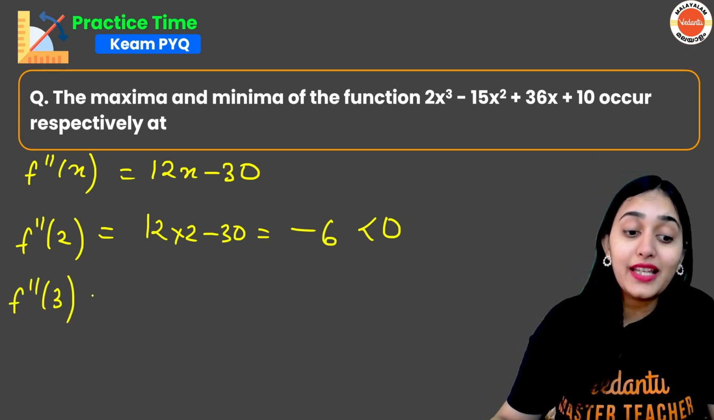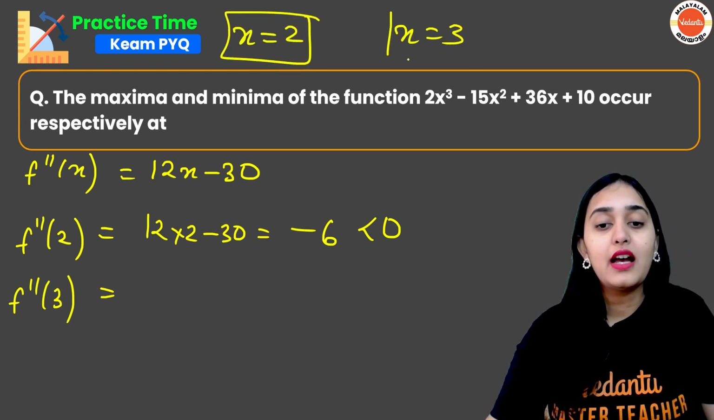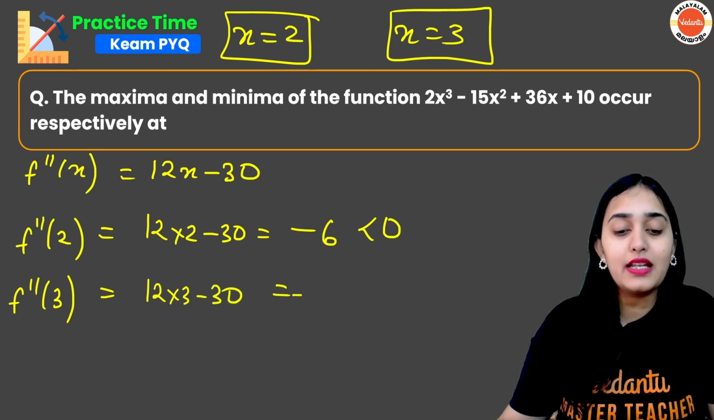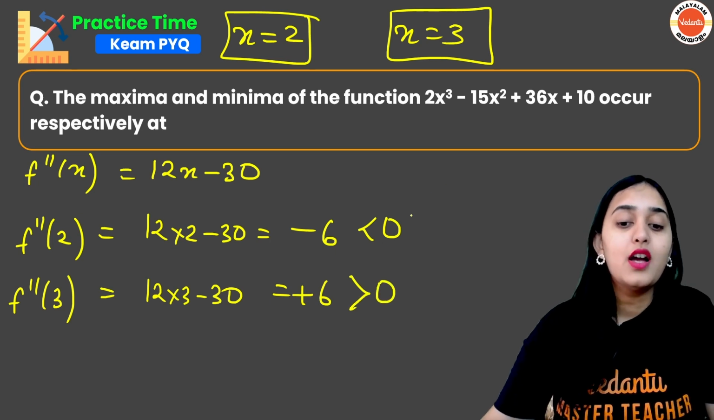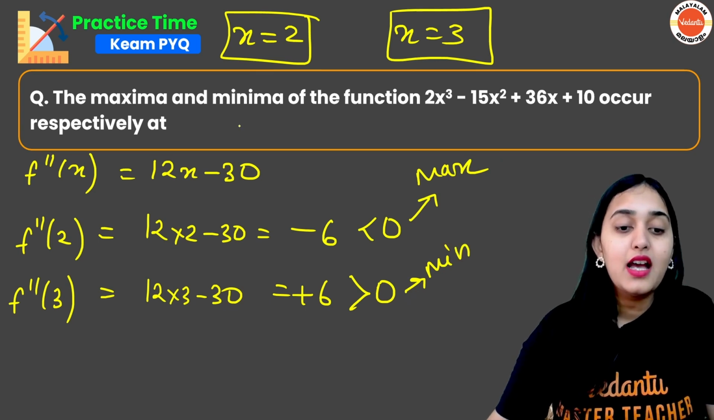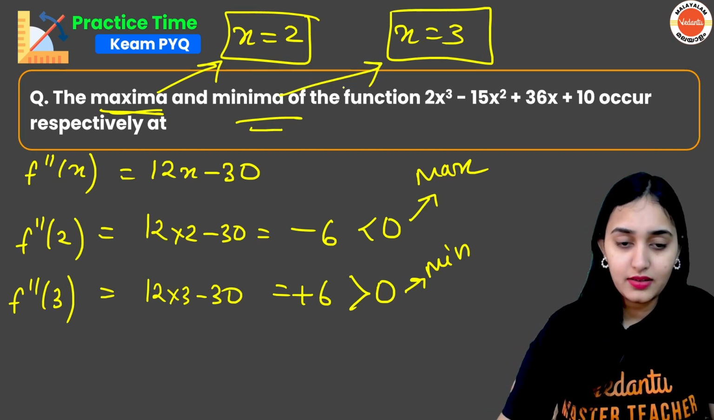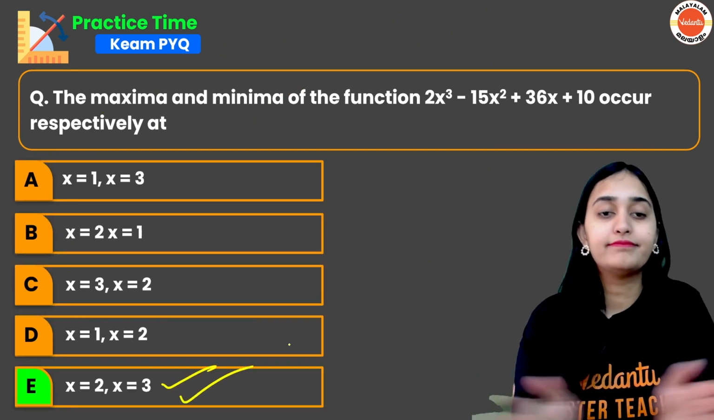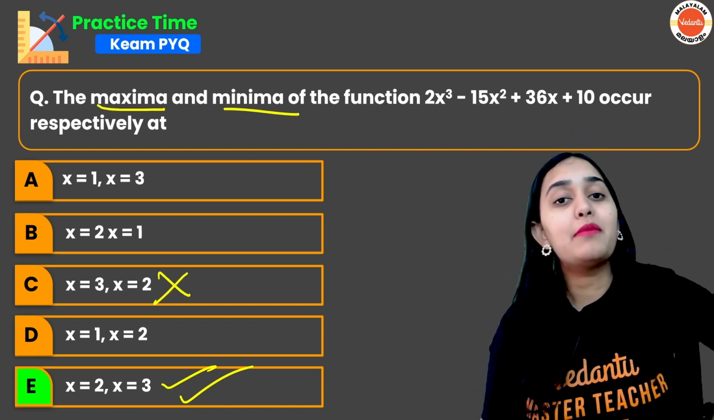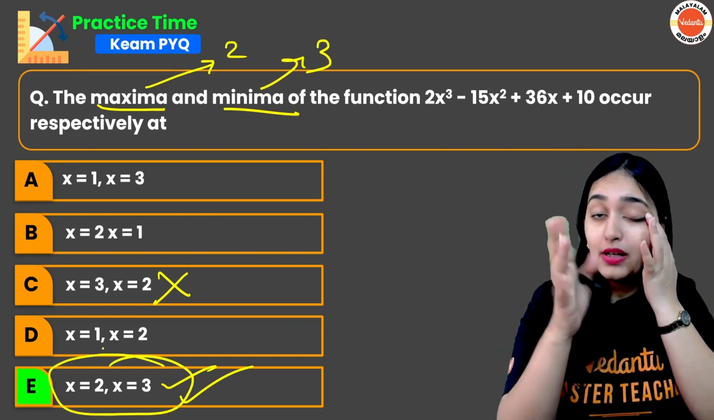F double dash of 3 at x is equal to 3. We have x is equal to 2, x is equal to 3, our critical points, right? So 12 into 3 minus 30. 36 minus 30 is plus 6. Plus 6 is greater than 0. So this is maxima, this is minima, right? So maxima is 2, minima is 3. So your answer is 2, 3. Simple. Don't write 3, 2. First maxima, then minima. Maxima is 2, minima is 3. So 2 comma 3 will be right answer. 3 comma 2 will not be right answer.